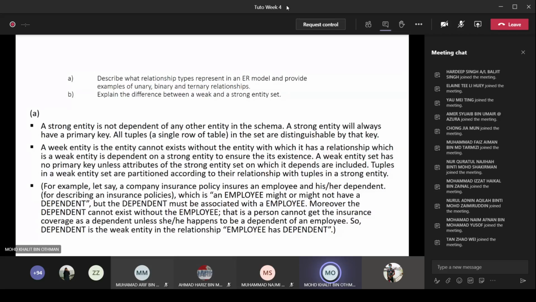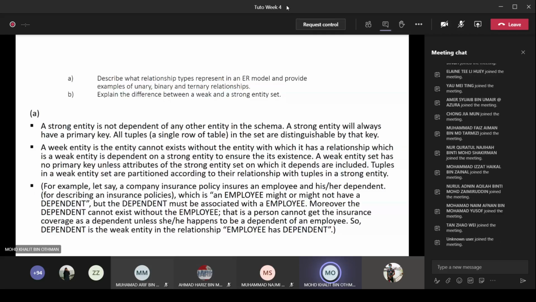A strong entity will always have a primary key, meaning all tuples, which is a single row of a table in the set of the entity, are distinguishable by that key. So the strong entity has a primary key, but a weak entity doesn't have a primary key.